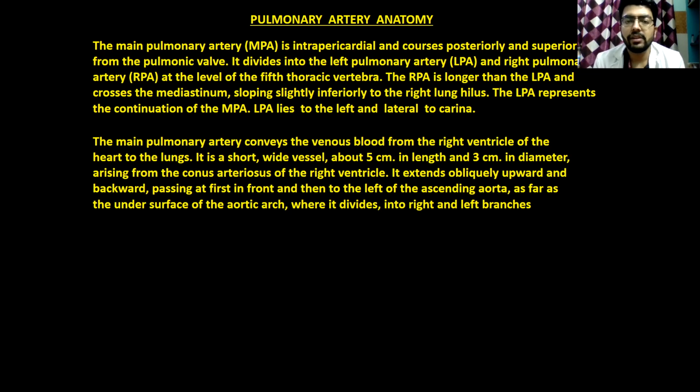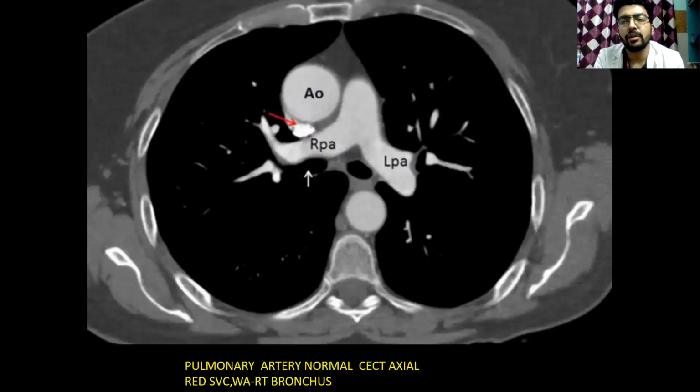The main pulmonary artery conveys the venous blood from the right ventricle of the heart to the lungs. It is a short, wide vessel, about 5 centimeters in length and 3 centimeters in diameter, arising from the conus arteriosus of the right ventricle. It extends obliquely upward and backward, passing at first in front and then to the left of the ascending aorta, as far as the undersurface of the aortic arch, where it divides into right and left branches.